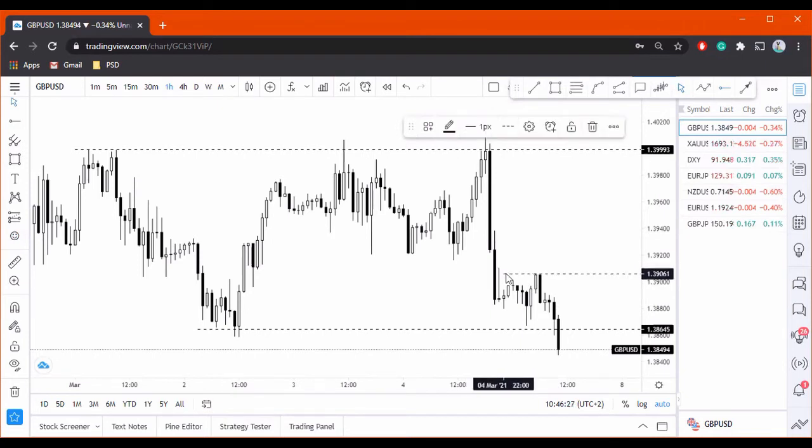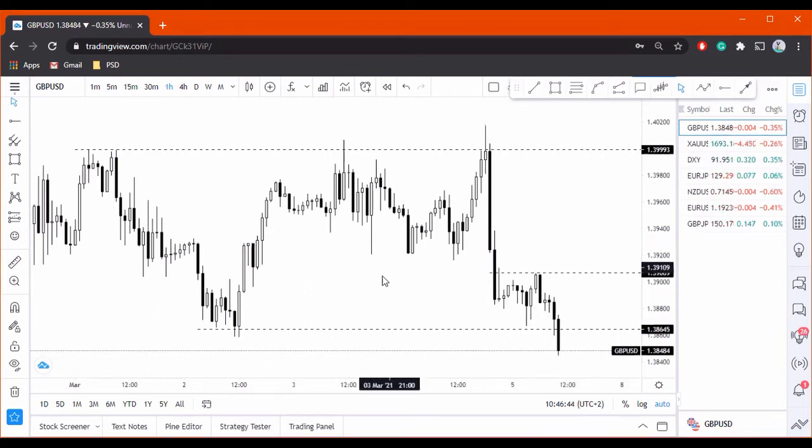And then we also have this minor support right here. If this price comes back and closes right here, this is the support that you want to get. This is the resistance that you want price to break for it to continue going up. So we have those 2 points highlighted.